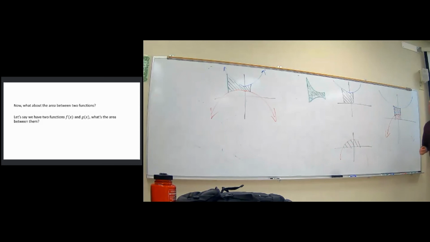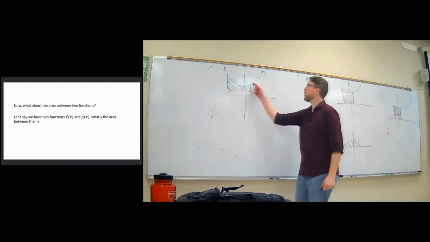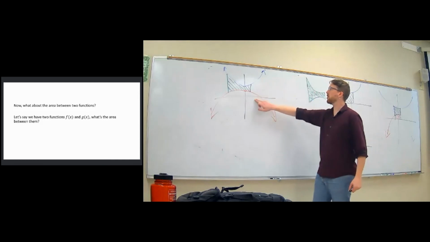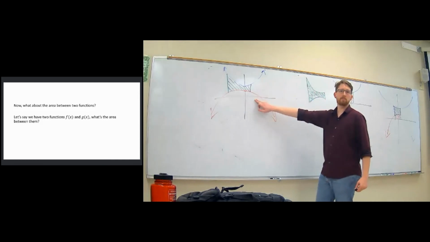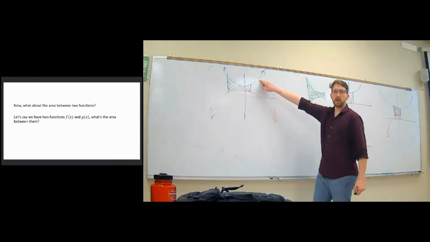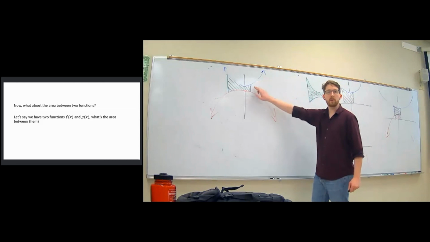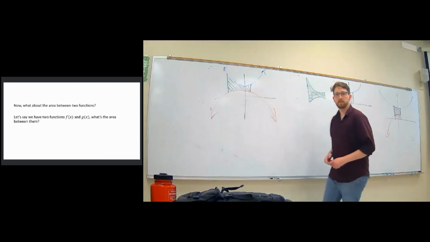So, to find the area between these two functions, we can start by saying, of these two functions, which one's the largest one? Let's find the area under that thing first. Then, subtract from that answer the area under the smallest one. And that's how we're going to find the area between two functions.